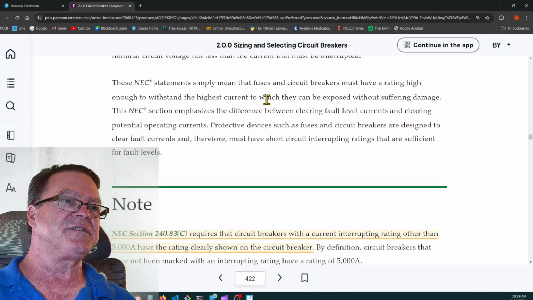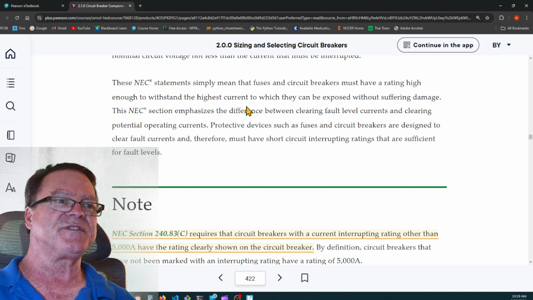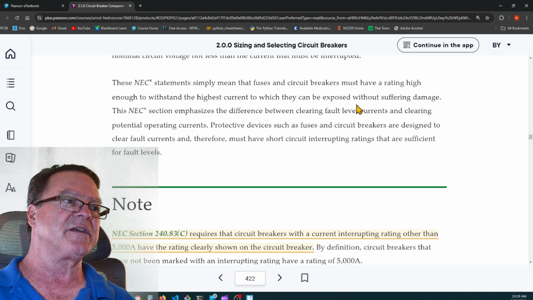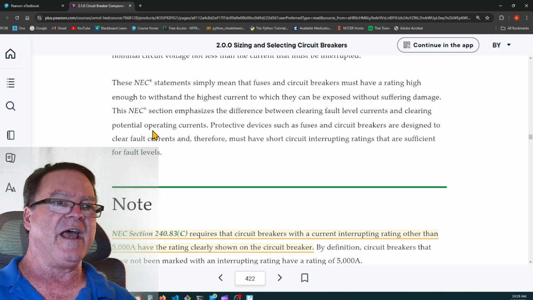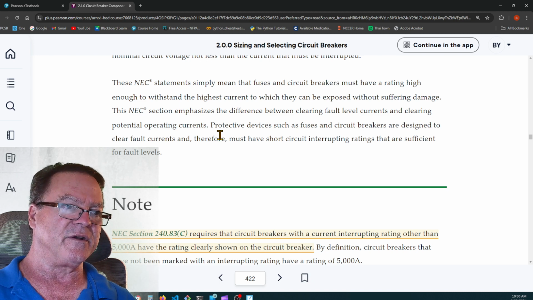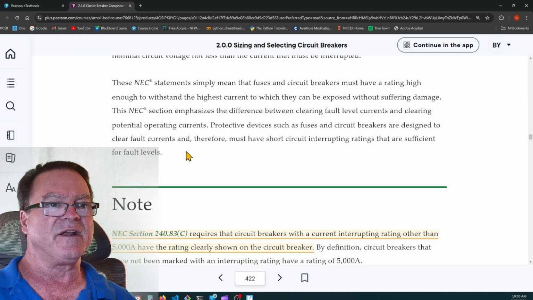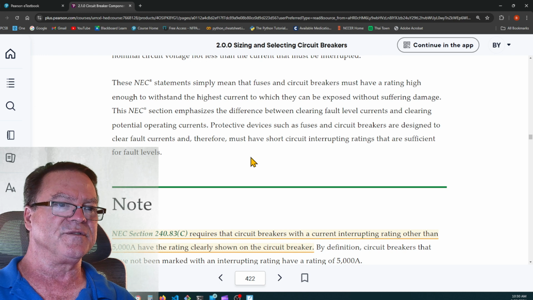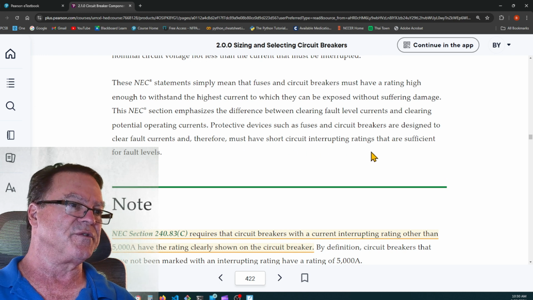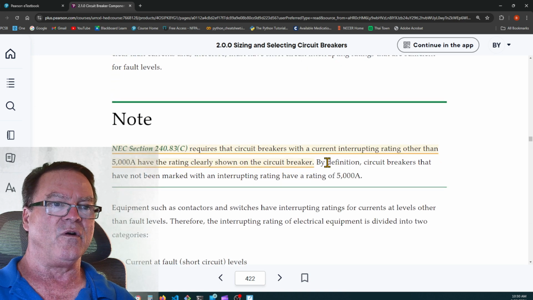These NEC statements simply mean that fuses and circuit breakers must have a rating high enough to withstand the highest current to which they can be exposed without suffering damage. This NEC section emphasizes the difference between clearing fault level currents and clearing potential operating currents. Protective devices such as fuses and circuit breakers are designed to clear fault current levels and therefore must have short circuit current interrupting ratings that are sufficient for the fault level.